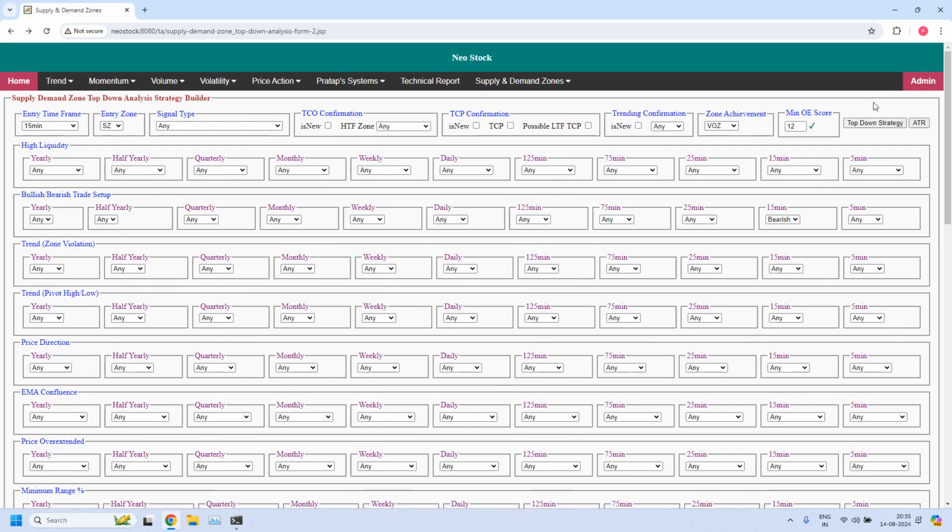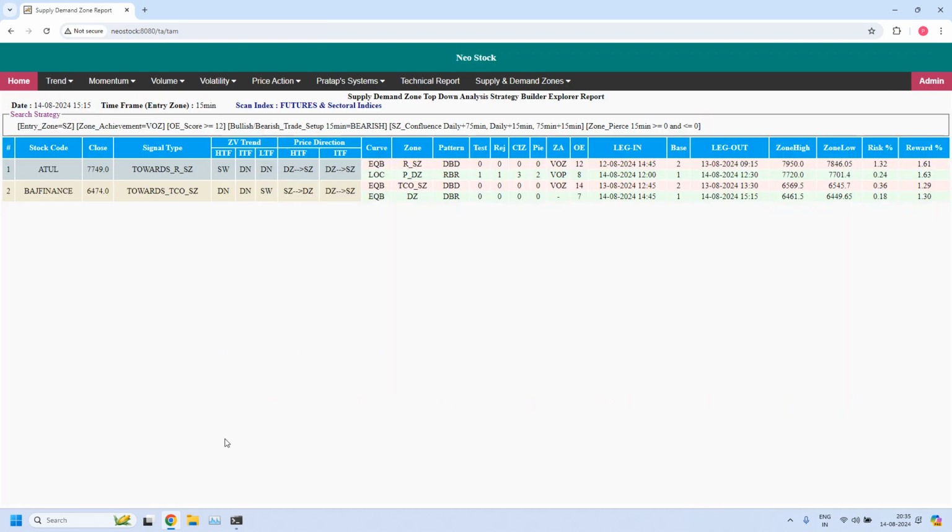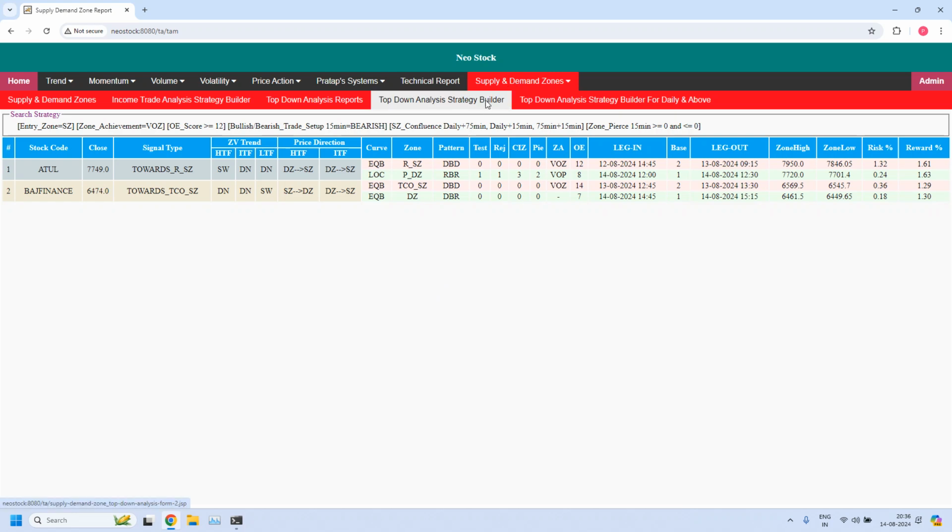Now let's filter the stocks. So 2 stocks are filtered and these 2 supply zones are currently supporting bearish trade setup for daily income trade and also having LTF, ITF and HTF confluence. So this is about daily income trade, and the last income trade is hourly income trade.